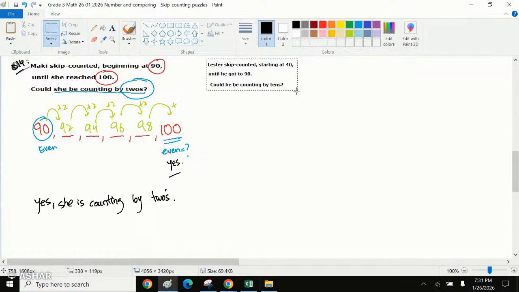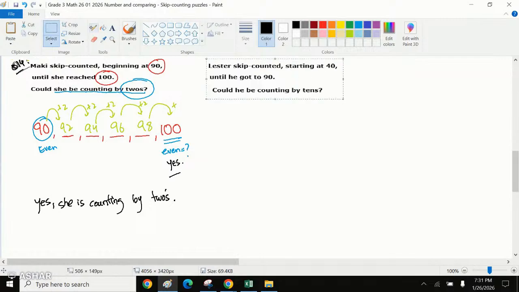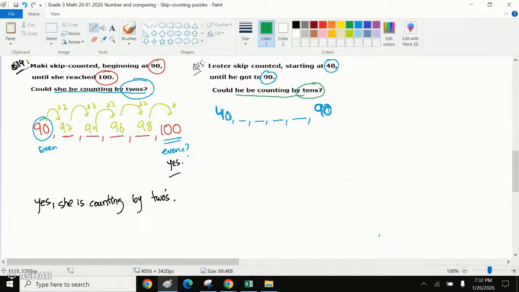Let's see. We can create another rule over here, right? If this is our question number 15, we can see the rule. If he starts at 40 and needs to end at 90, right? So what they're saying is, could he be counting by tens? Let's see. Plus 10, 50, plus 10, 60, plus 10, 70, plus 10, 80. And yes, he can. Okay.